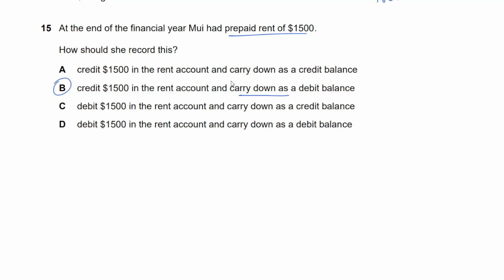What if they had told you carried down? That makes it the balance c/d. Here they're talking about the action of carrying it down, basically brought down. Carry down means balance brought down. Okay? So we bring it down as a debit balance and we credit 1,500 as a balance c/d. This is your balance c/d and this is your balance b/d.